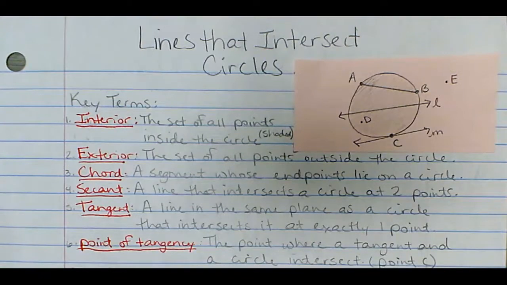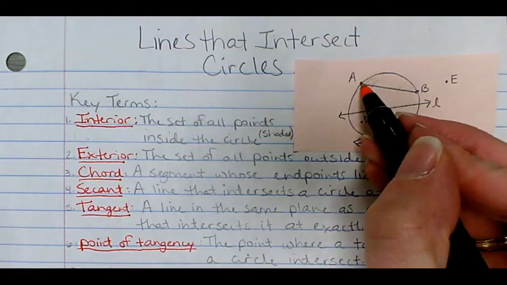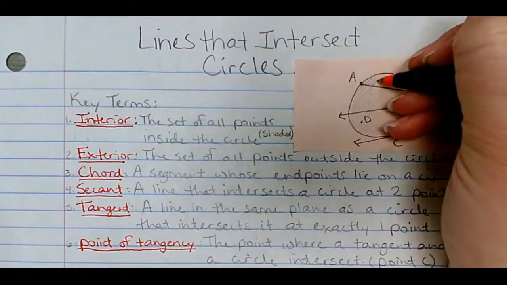That's the exterior. The next word is a chord. You may think of a chord like a piece of rope, a piece of string. You might think of a musical chord. This chord is a segment whose endpoints lie on a circle. So if you look at your diagram, if you find the one segment that we drew whose endpoints are actually on the circle, that's segment AB. This is our chord.